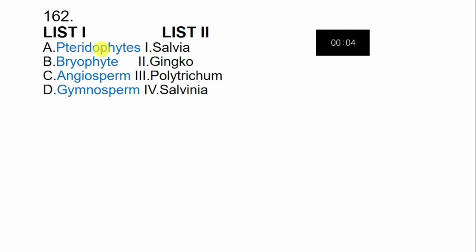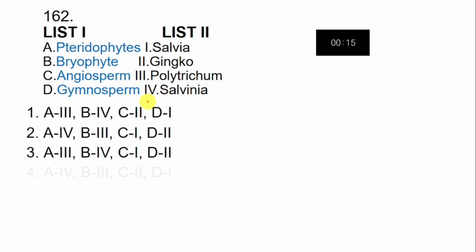Okay. Match question. Which one is a pteridophyte? Salvinia. Then bryophyte is Polytrichum. So A4 and B3. A4 and B3 is in 2 and 4. Next, you will have to rule out between C1 and C2. C is angiosperm. Angiosperm is not ginkgo. Ginkgo is gymnosperm. So the only option left is Salvia. C is 1. C1 is option 2. This is the right answer of this question.